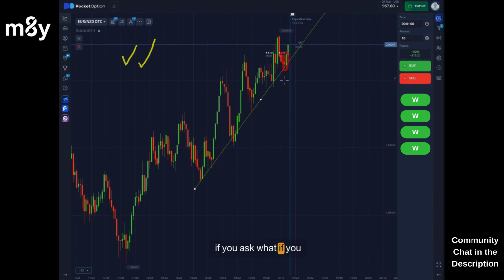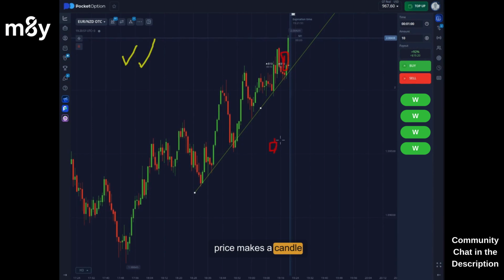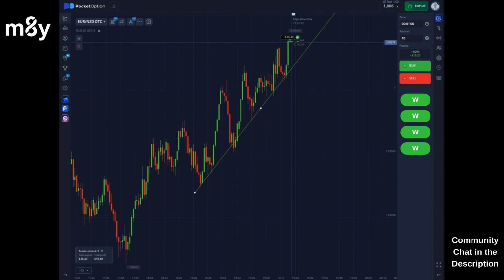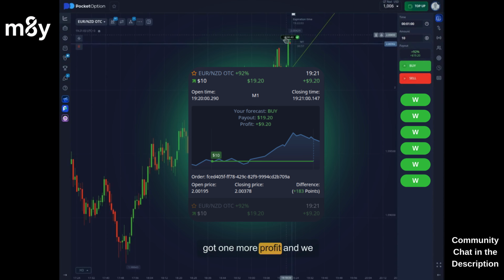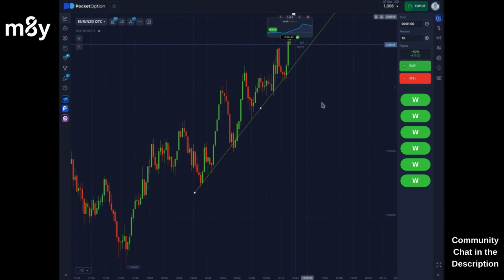If you ask what is a bullish engulfing, bullish engulfing is, I think, when the price makes a candle. Wait, let me delete that. I will explain this soon. Okay, we got one more profit, and we reached to 1000. Now let me explain the trade.